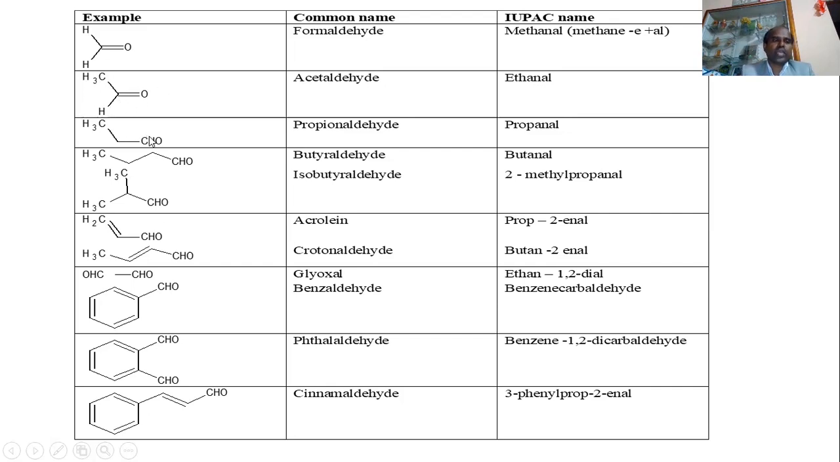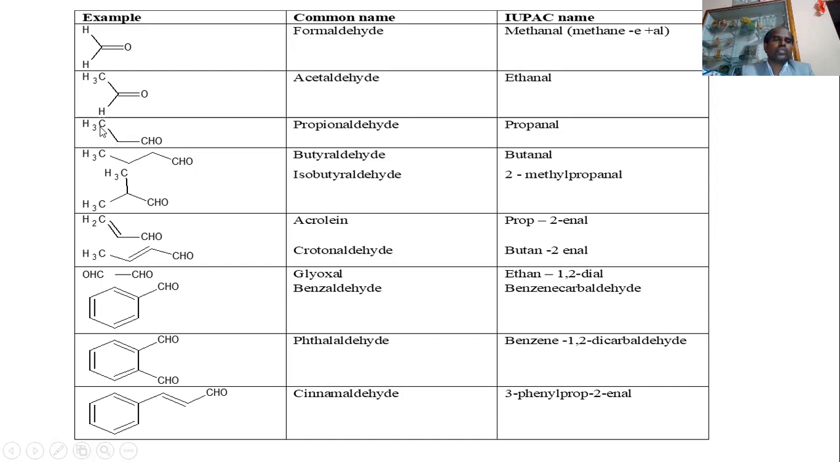Let's take one more example, that is CH3CH2CHO. For this, the common name is propionaldehyde. For the IUPAC name, when we are assigning the IUPAC name, we have to check how many carbon atoms are there.